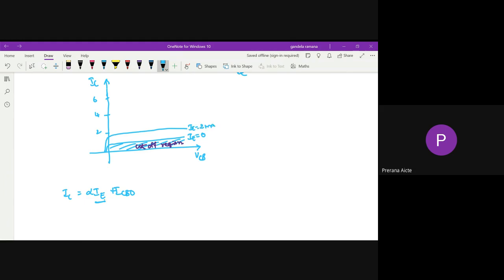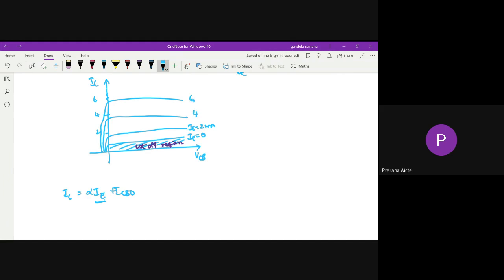Here IE increases, so IC is constant as VCB increases. The current drastically increases when IE is 0; only the reverse saturation current is there. So when IE increases, it increases drastically. What happens when IE is equal to 4 milliamperes, and when IE is equal to 6 milliamperes?